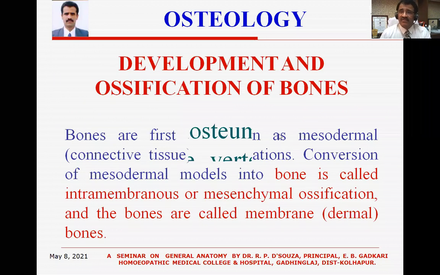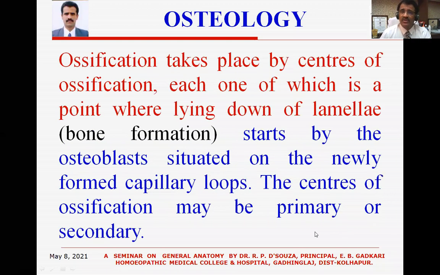Now the development and ossification of bones we'll talk about in short. I have already told you, bones are first laid down as mesodermal condensation. Conversion of mesodermal models into bone is called intramembranous or mesenchymal ossification, forming dermal bones. During the classification of bones, I told you ossification takes place by centers of ossification, each one of which is a point where the laying down of the lamellae begins, as we have seen in the microscopic classification.